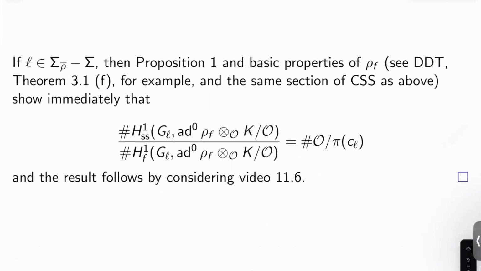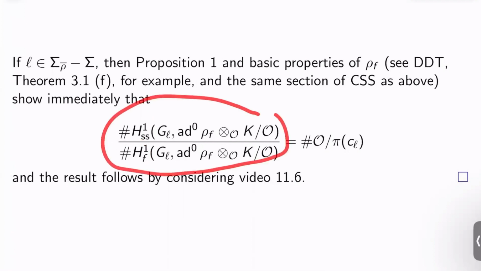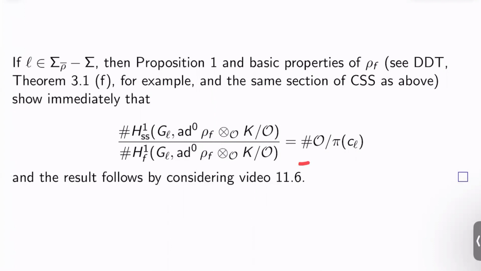What if we're at L here? I won't say too much about this. If L happens to be in sigma rho bar minus sigma, then proposition 1 of this chapter and basic properties of Galois representations attached to newforms, you can see DDT theorem 3.1f, for example, show immediately, and this is an immediate calculation, that the cardinality of H1 SS divided by the cardinality of H1 F, which is the quotient whose size we want to estimate, actually equals the cardinality of O mod pi CL. And then the result follows by considering video 11.6. Okay, the full result of the entire proposition 3 follows by considering 11.6, and I'll let you go visit that.